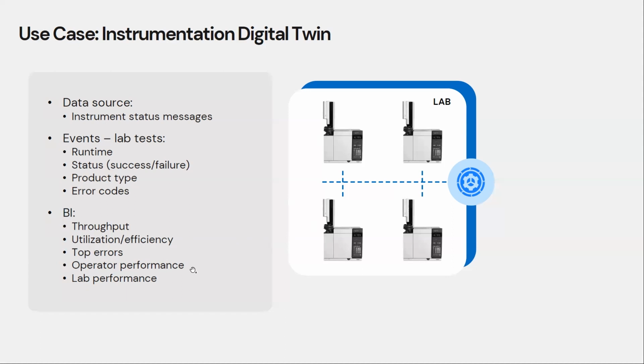You can understand operator performance, who's doing well, who needs training. You can understand lab performance, which lab is doing well, and why is that the case? And if some labs have extra capacity, you can move some of the jobs from a lab that's full, to improve the overall efficiency of the entire organization. So by collecting the raw status data, you can generate tests. And from the tests, you can do a lot of BI analytics to understand everything about how you are operating with the instruments.